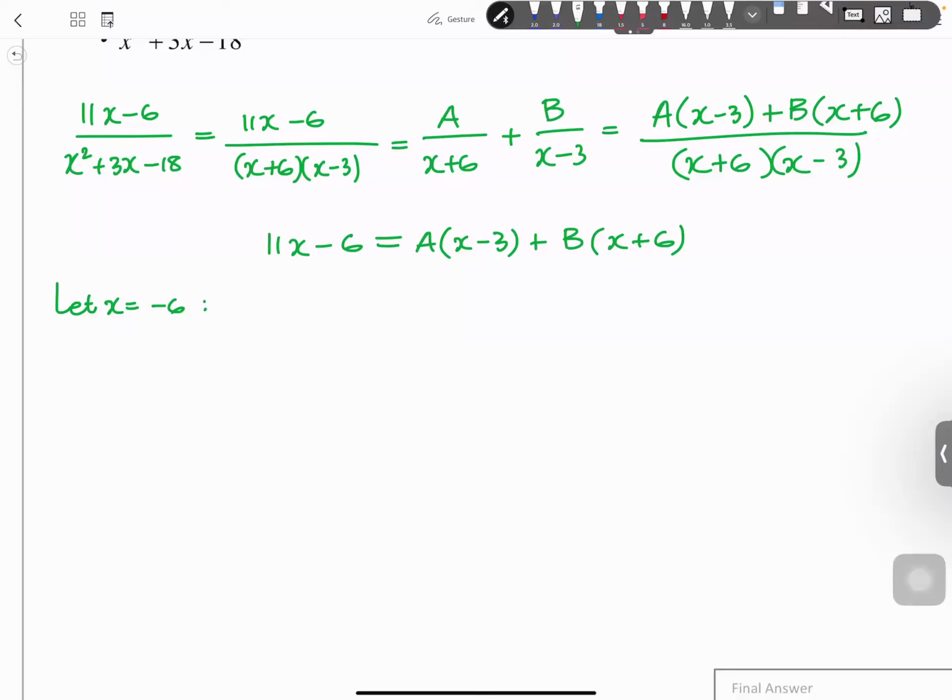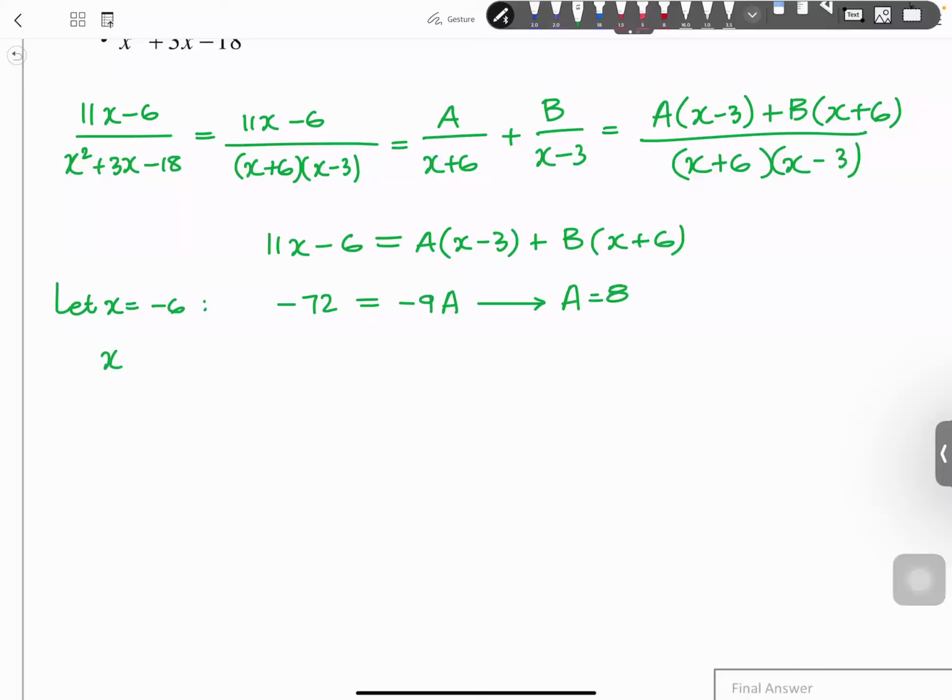-6. If x is equal to -6, 11 times -6 is -66 minus 6 is -72. -6 times -3, so I get -9A plus 0 times B. If I divide both sides by -9, this gives me A is equal to 8.